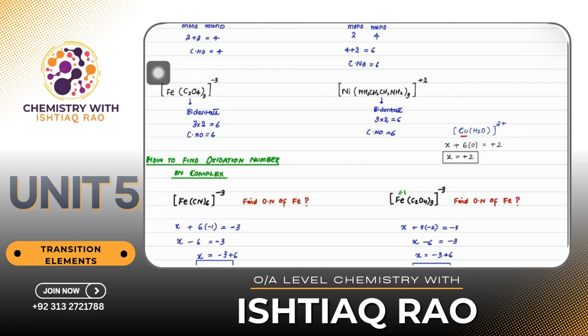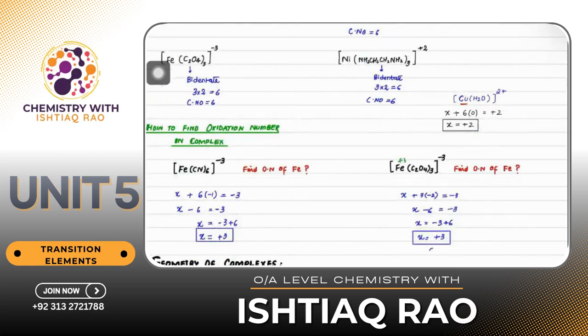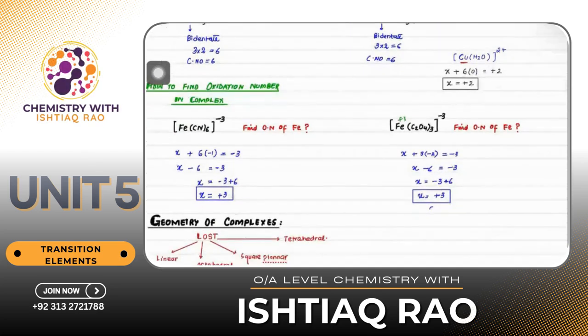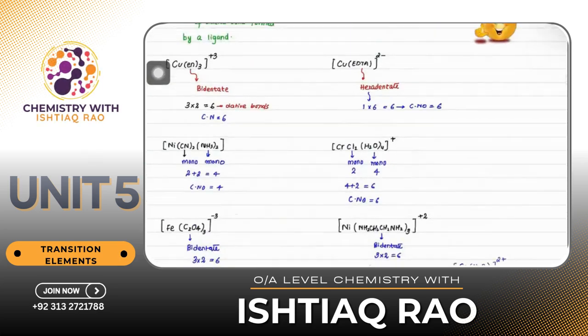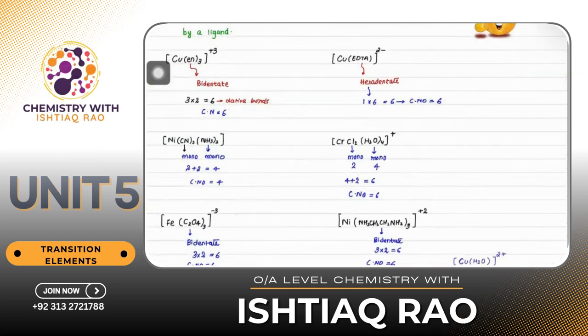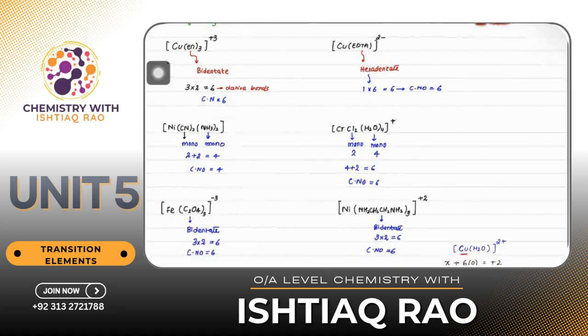So the summary is that if you are going to find out the charge for any particular metal, you must know the oxidation numbers of the other substances. And as I told you, when copper reacts with a ligand, they form a dative covalent bond.